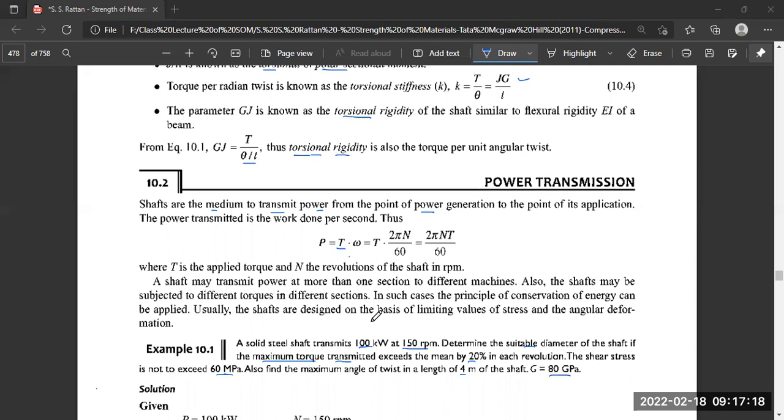Now, how will you do this? We have to follow the limiting value of the stress and the angle of deformation. With these two parameters, we get the maximum allowable stress, meaning the maximum stress a particular shaft can carry before it is completely deformed or damaged. Also, it is the maximum stress it can carry up to its elastic limit, and the maximum angular deformation it can sustain with this maximum value of stress.